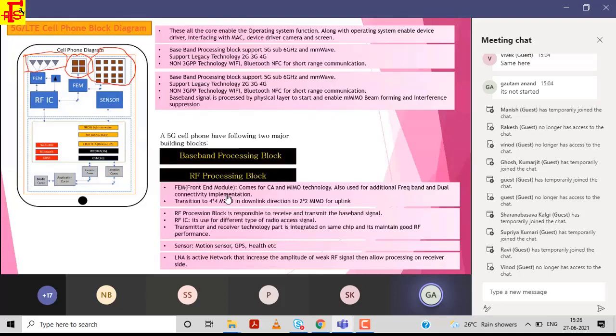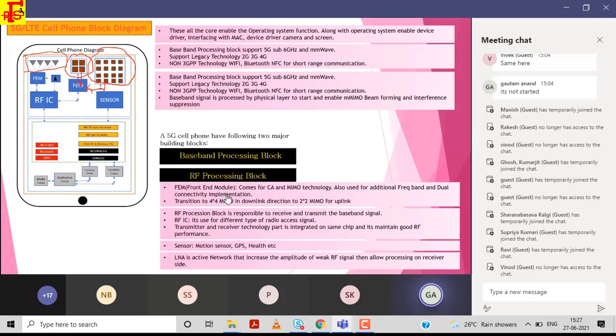and in sub 6 gigahertz and millimeter wave, both are going into the FEM. After that, it finds out which type of band is there. After that, it goes into the RFIC. What does the RFIC do? It is responsible for receiving and transmitting the baseband signal, and it is also used for different types of radio access signal.